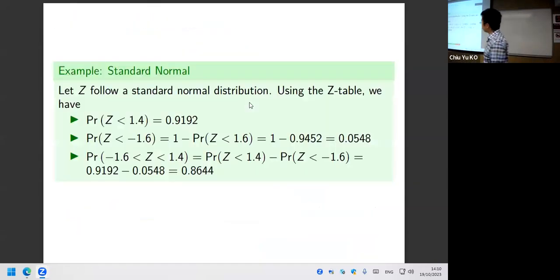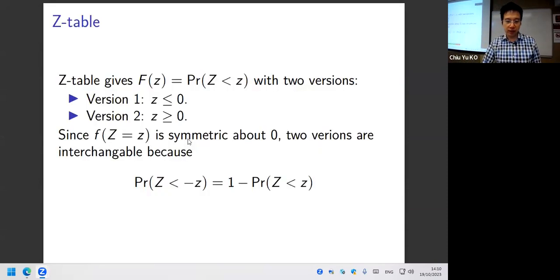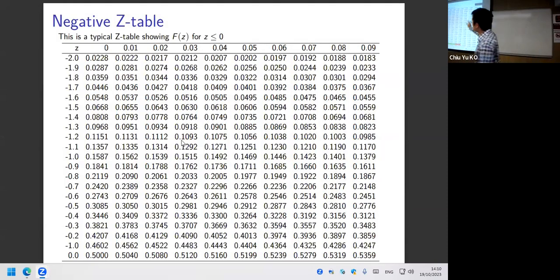The same for this, negative 1.6. One of the easier ways is to look directly from the negative table. Negative 1.60 is this one, right? Once you find that, you're done. That would be the idea.